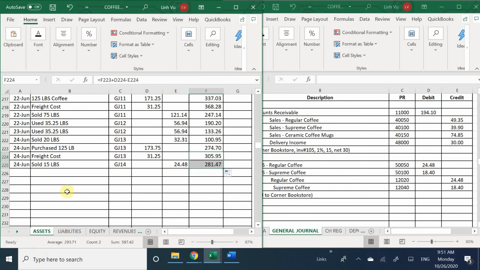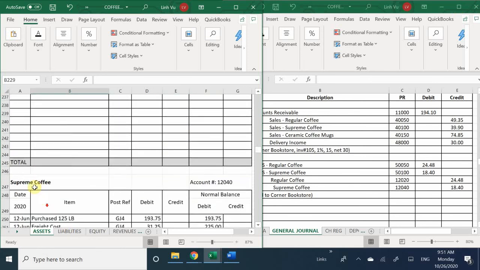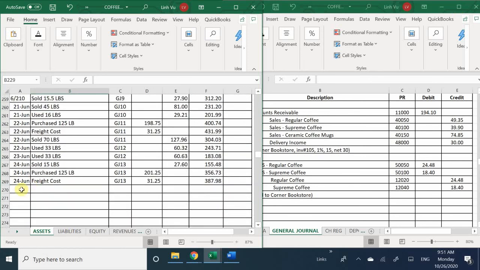Okay. Supreme sold 10. GG 14. 1840. 369.58. 369.58. Good.